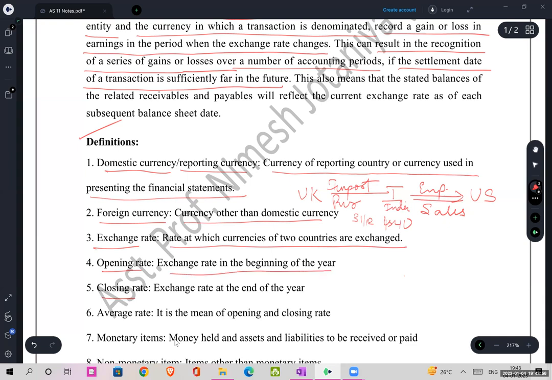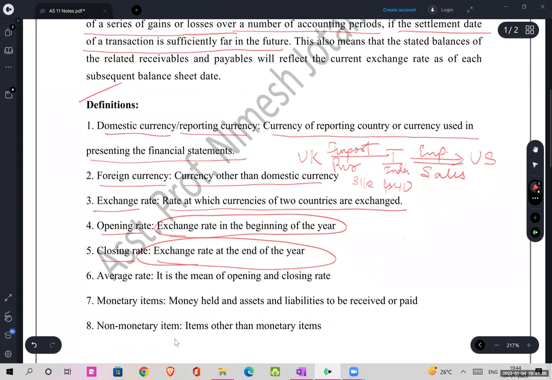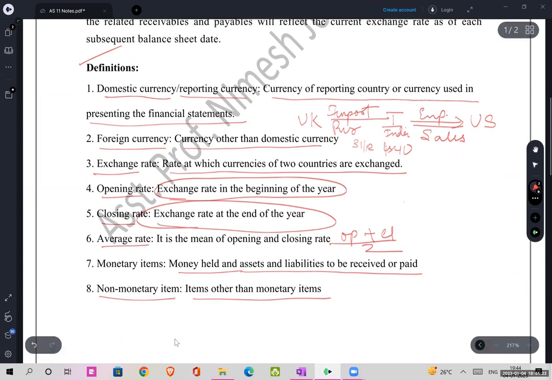The exchange rate at the beginning of the year is called the opening rate, and the exchange rate at the end of the year is called the closing rate. An average rate will be opening rate plus closing rate divided by 2. That's the average. Monetary items are money held and assets and liabilities to be received or paid. And non-monetary items are items other than the monetary items.